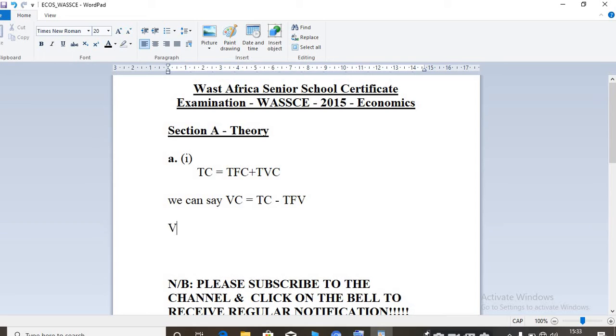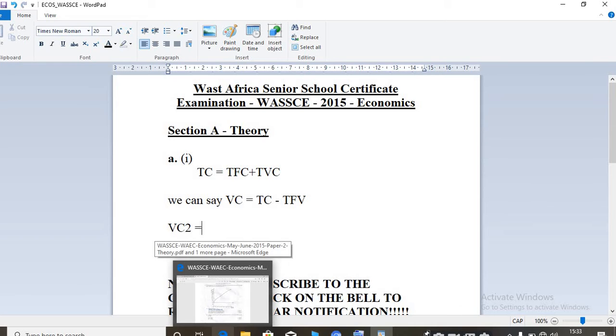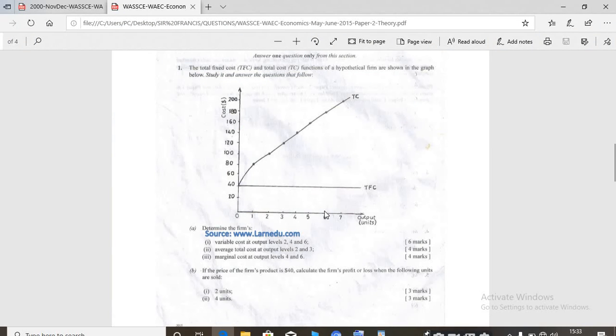Now that we've gotten the formula, we have been asked to find the variable cost at output level 2. What will be the total cost at output 2? So let's use the graph. This is the total cost curve, and this is the cost of producing the product. This is the cost and this is the output. Let's trace at output 2. We trace it until it touches the total cost curve, then we trace it to the cost section. So at output level 2, the total cost of producing is $100.